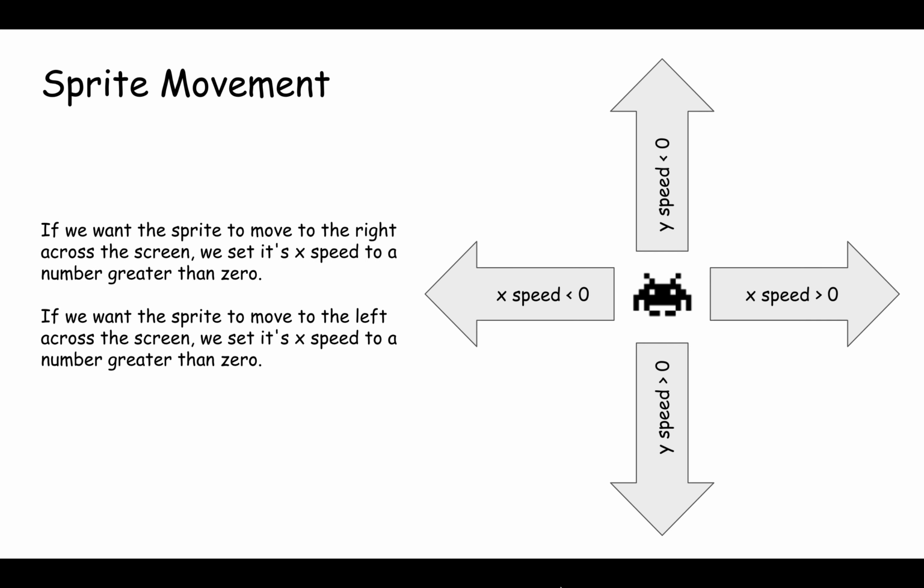Sprite movement happens by giving your sprite a speed. So if you give your sprite a speed in the X direction that's greater than 0, the sprite will move to the right. If you give a sprite a Y speed that's less than 0, it's going to move upward on the screen. If you combine those together, so you give it an X speed greater than 0 and a Y speed less than 0, it's going to go northeast, so a 45-degree angle towards the upper right corner of the screen.